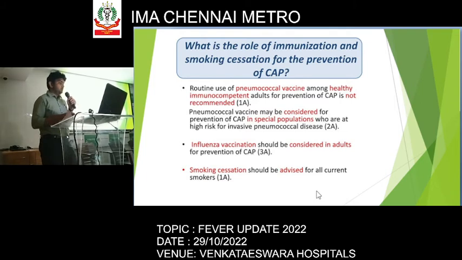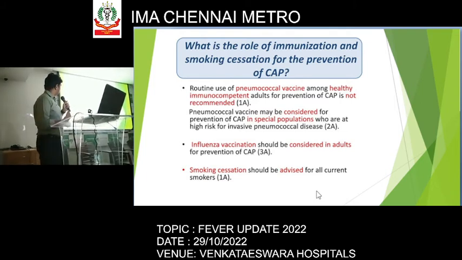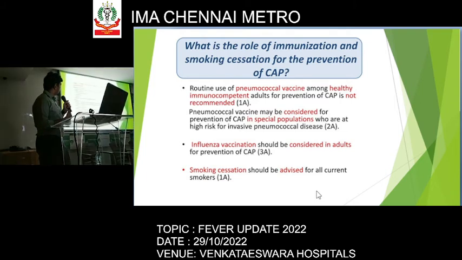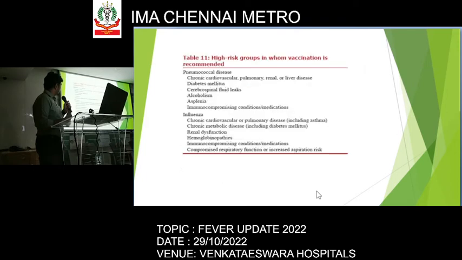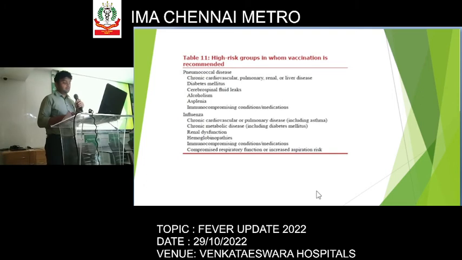So these are the high-risk groups where vaccination is recommended. The pneumococcal vaccine in case of chronic cardiovascular disease, diabetes, alcoholism, and asplenia. Influenza vaccine is recommended in chronic cardiovascular and pulmonary disease, renal dysfunction, hemoglobinopathies, and immunocompromising conditions. And in all these groups of patients, we have to recommend vaccinations.